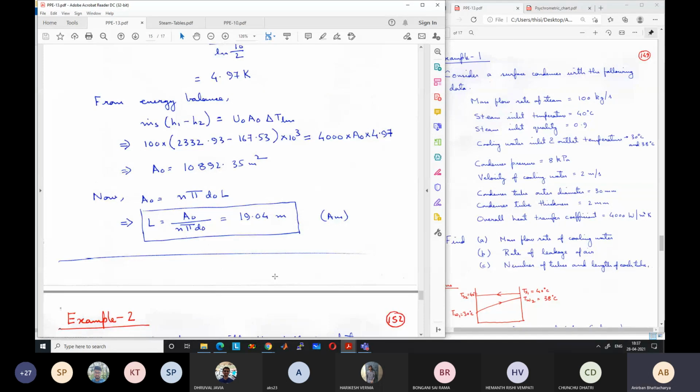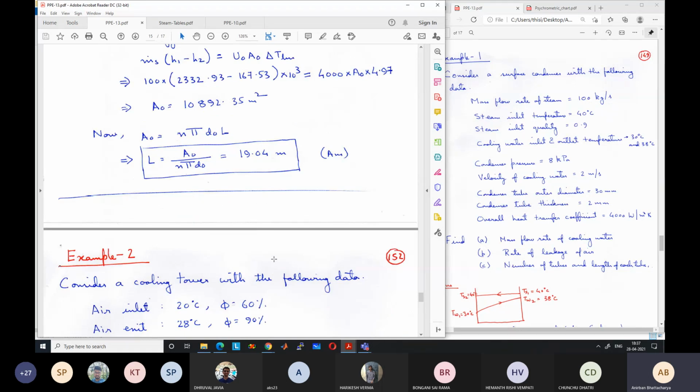Any questions? Otherwise, we will move on to the final problem. The final problem is on a wet cooling tower.